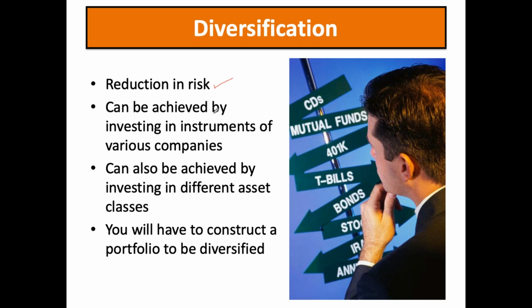Now, अब हमारे एंगल से इसको पढ़ते हैं. So can be achieved by investing in instruments of various companies and can be achieved by investing in different asset classes. Now, different asset classes are namely equity asset class है, debt is an asset class, gold is an asset class, real estate is an asset class, then alternative investments like hedge funds, like private equity, venture capital, ये सब भी अलग-अलग asset classes है. So I would be investing in different asset classes.